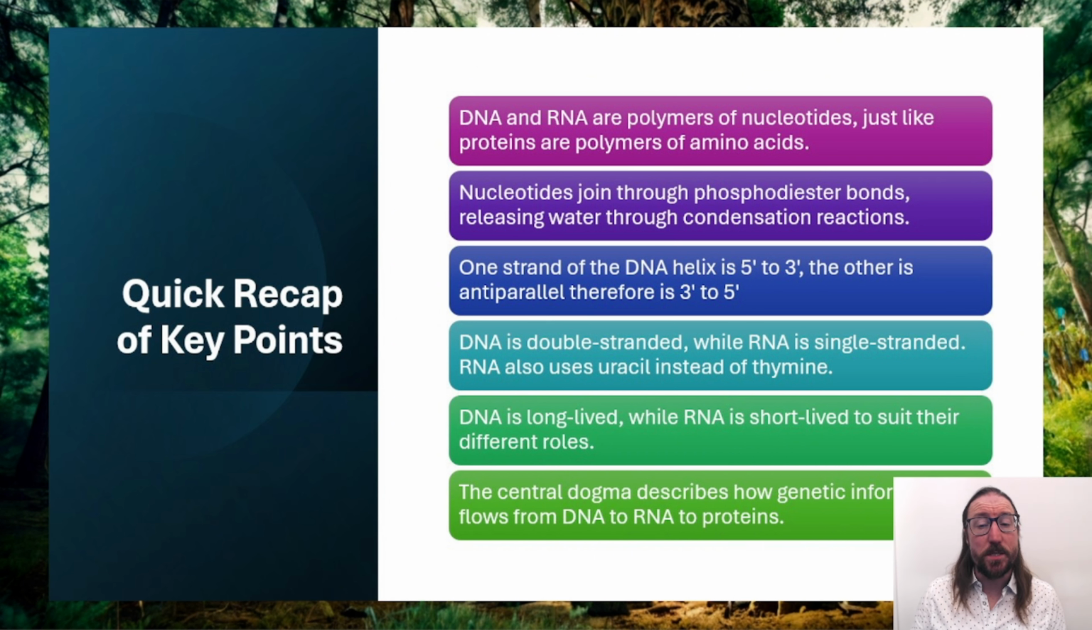RNA also uses uracil instead of thymine. DNA is long-lived while RNA is short-lived to suit their different roles. The central dogma describes how genetic information flows from DNA to RNA to a protein.